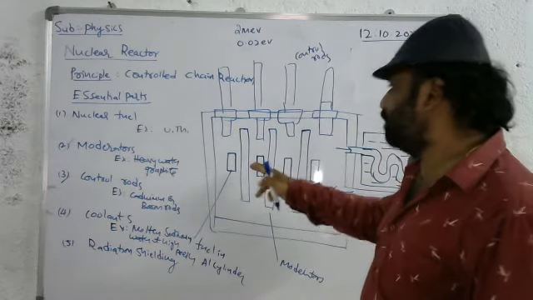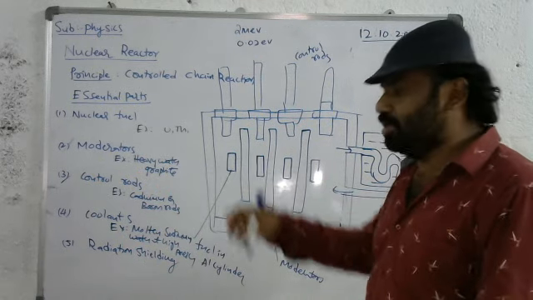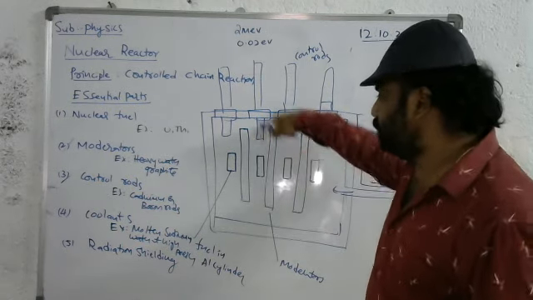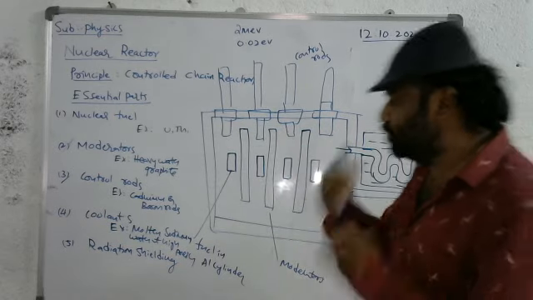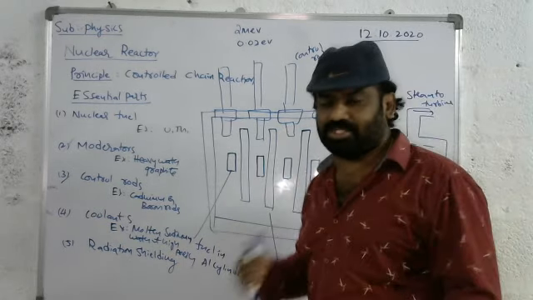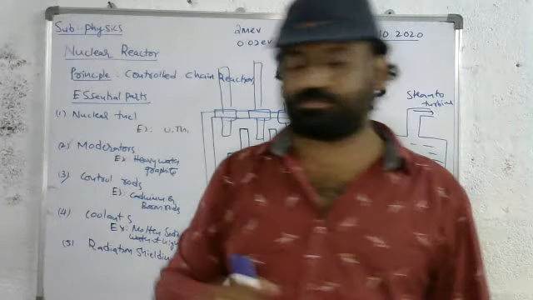These moderators are always surrounded by the nuclear fuel. Once the neutrons are produced, when they pass through the moderators, the speed of the neutrons is slowed down.